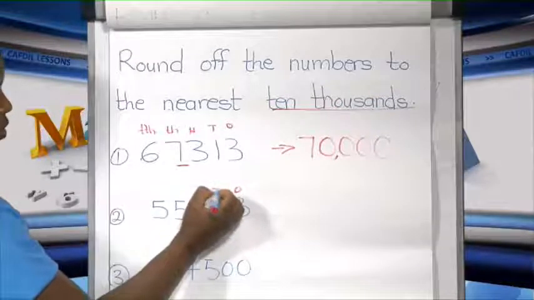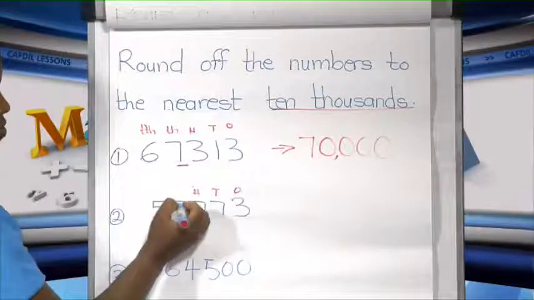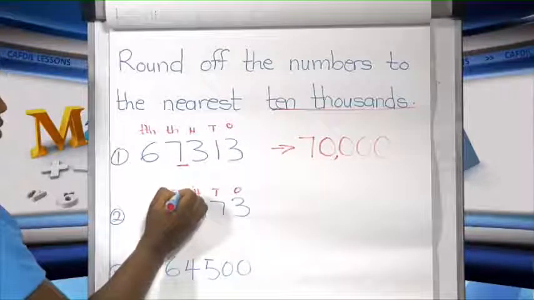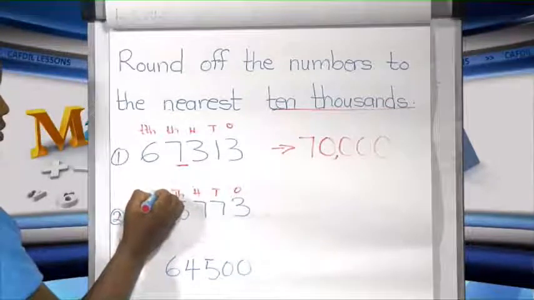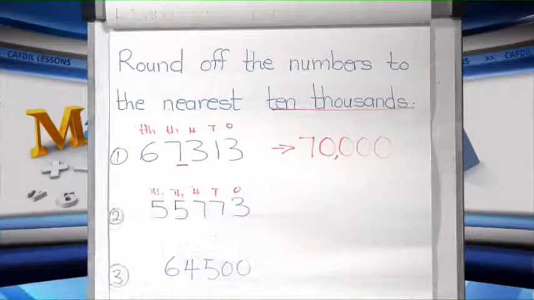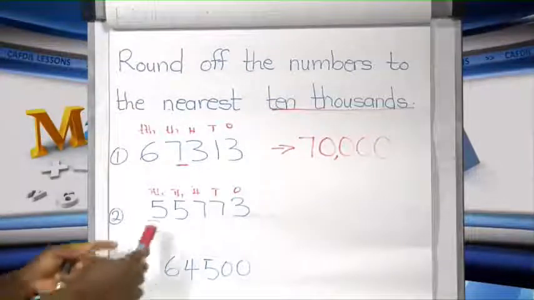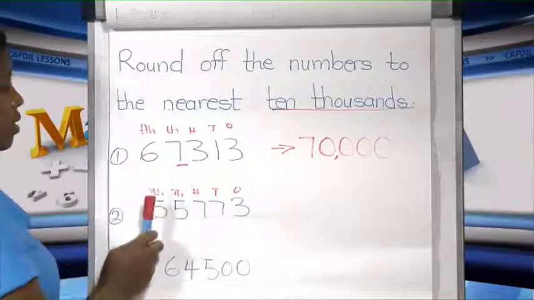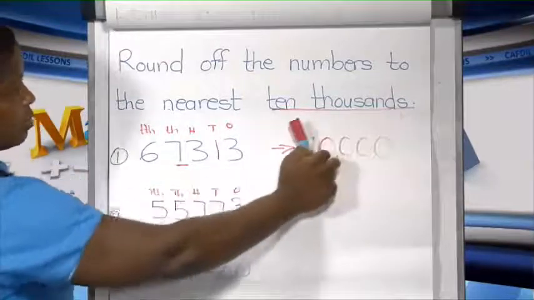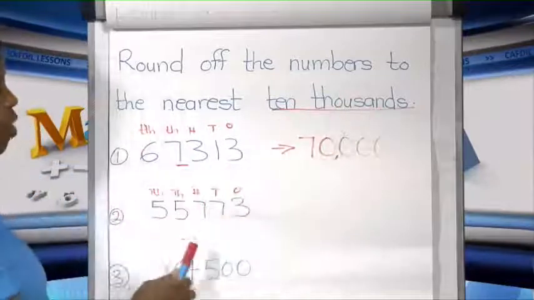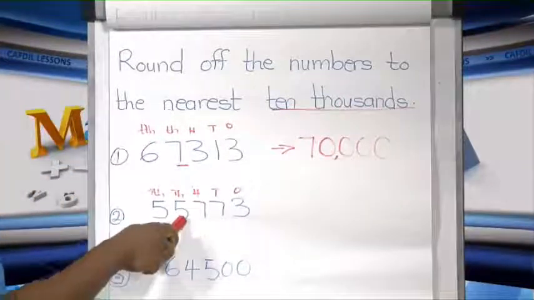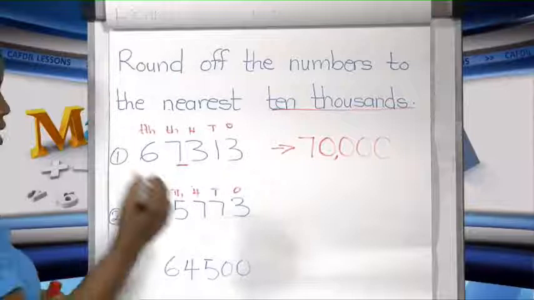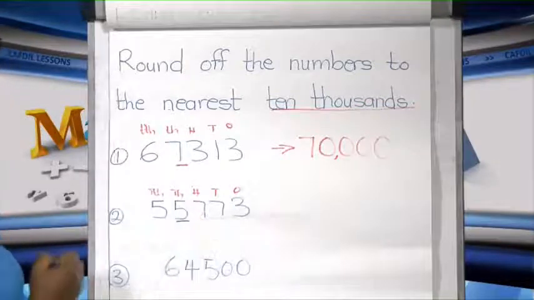ones, tens, hundreds, thousands, 10,000. We are rounding it up to the nearest 10,000. So this is the number that we are rounding to the nearest 10,000. So we move to the thousands place. Look at the digits over there.